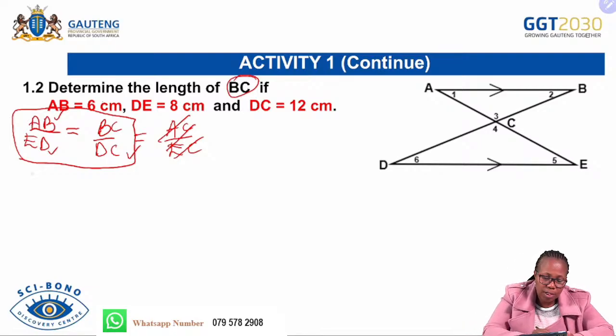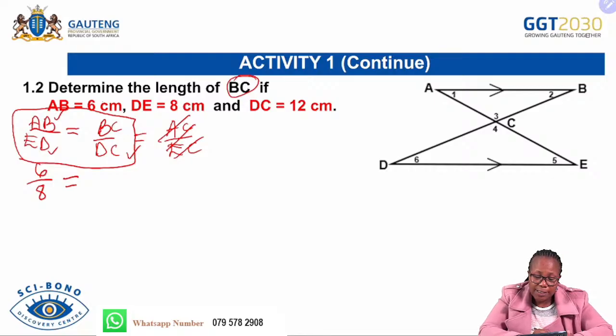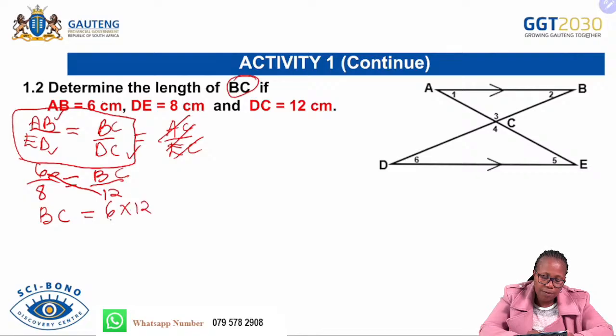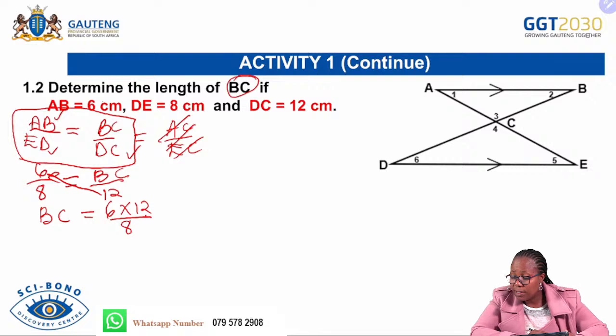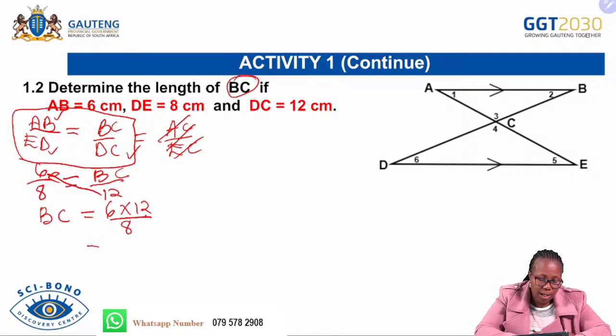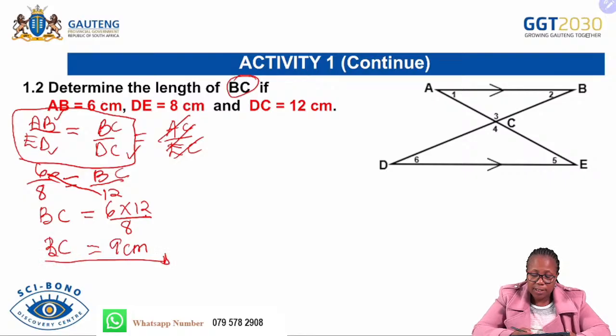Okay, substitute AB 6, ED 8. The BC is what we are looking for. And then the DC is 12. Okay, and then BC, cross multiply. It will be 6 times 12 and then divide by 8. Okay, and then this is giving us how much? The 9 centimeters. That is the value of the BC.